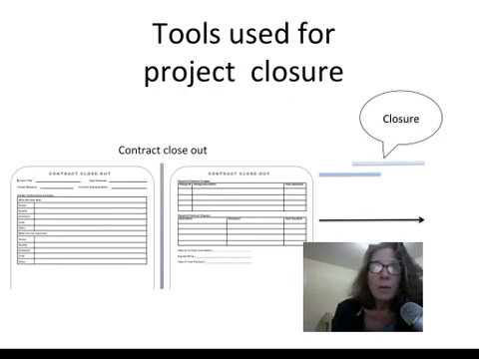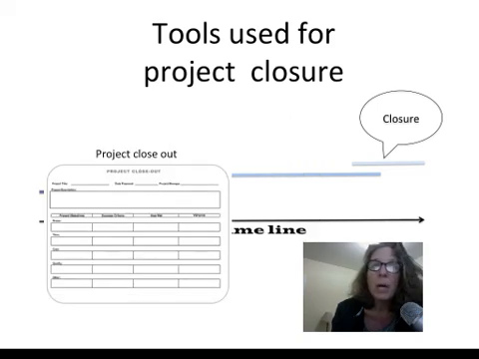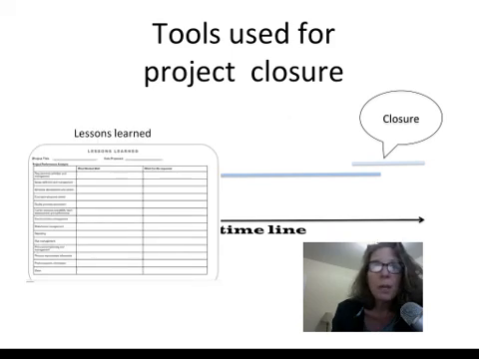So we want to do a contract closeout. And there are a couple of ways you might do that. This is one of the tools, one of the forms that I have. Another might be a project closeout to actually say this is what we did, this is what we completed. You also want to make sure that you document lessons learned, so looking at what went right and what went wrong. And that's pretty much the tools that I wanted to show you associated with that.